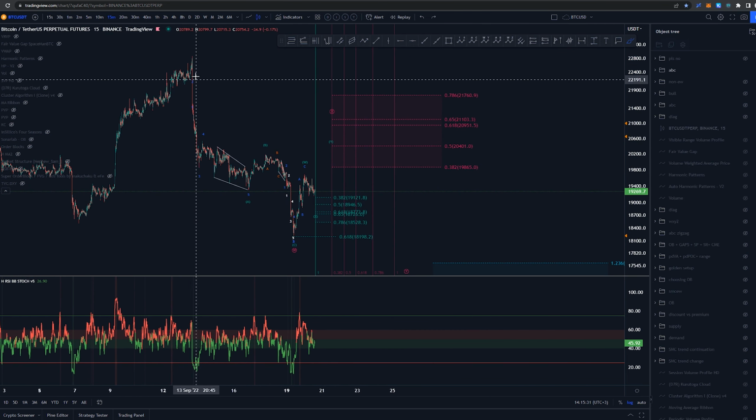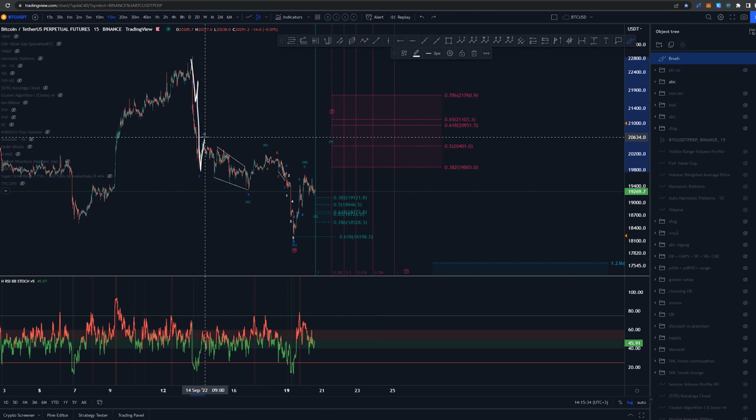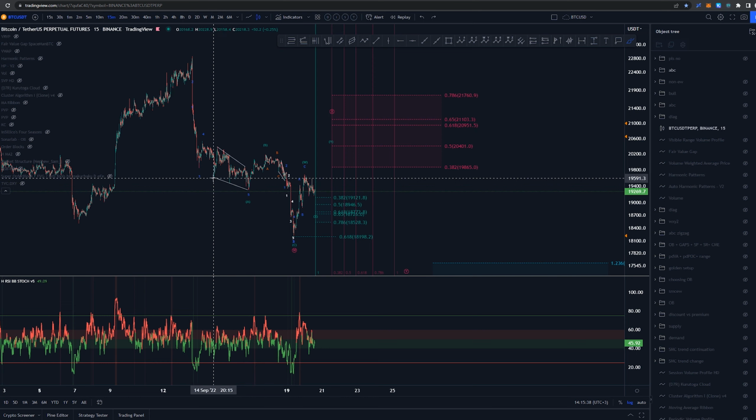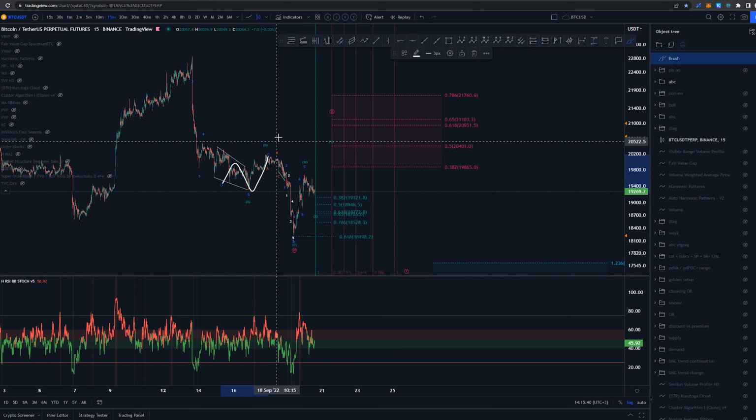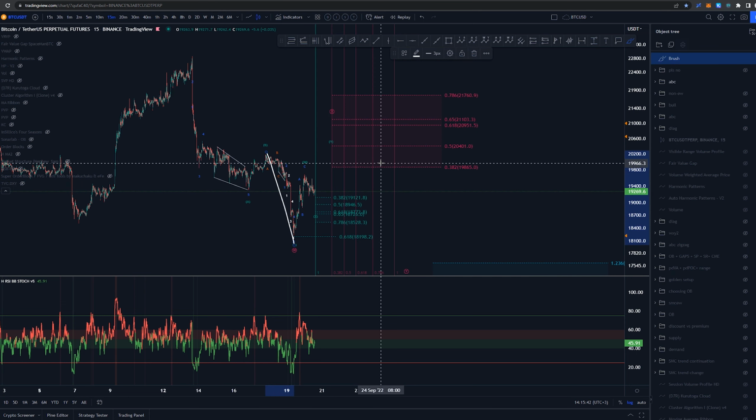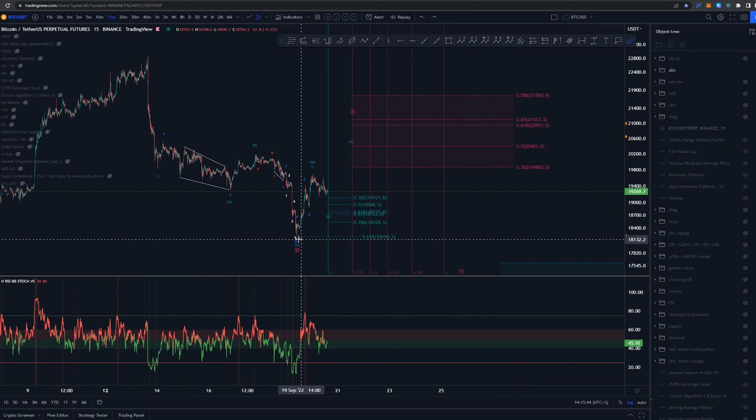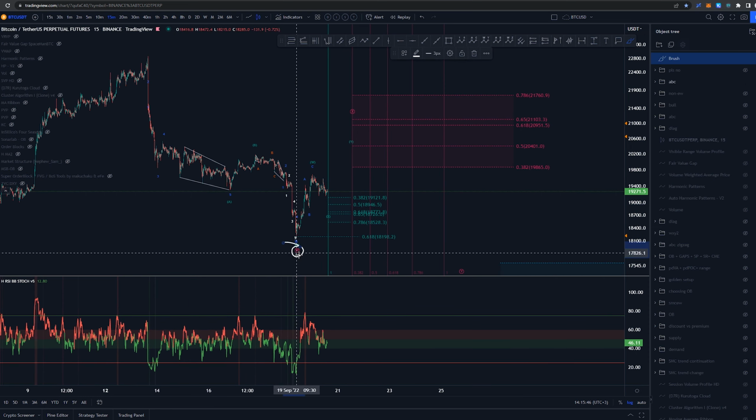The idea here is that we are coming down in a 5-way move, 1, 2, 3, 4, and 5, then a 3-way pullback into wave B. However you want to be placing this, ABC works fine as well. And then another 5-way structure coming down here into that wave C, into that wave W.